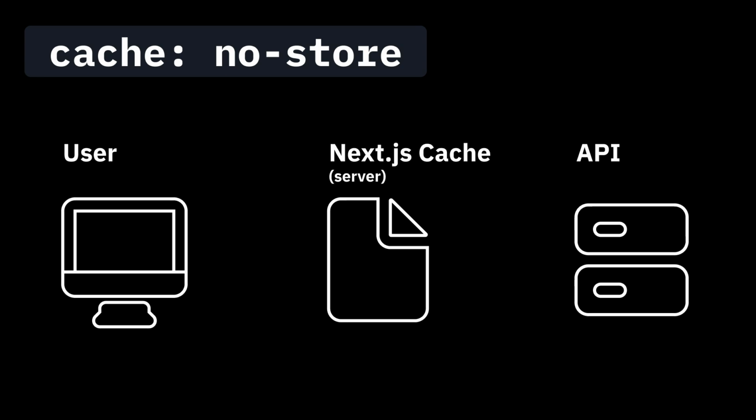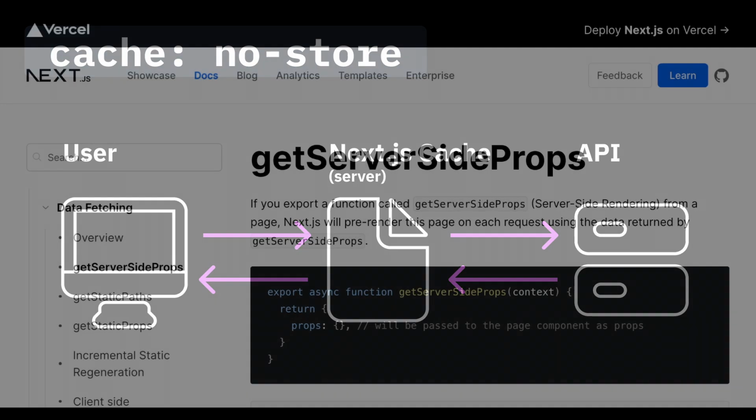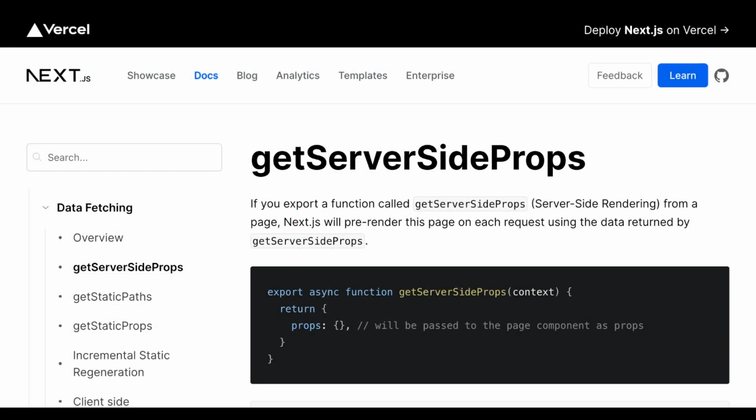Whenever a user visits a page that uses the fetch function with the cache no store option, Next.js is going to make an API request and then it's going to send this page to the user without storing anything in the cache. Hence, the cache no store option is kind of similar to how the getServerSideProps function works in the pages directory and could be summarized as cache nothing.